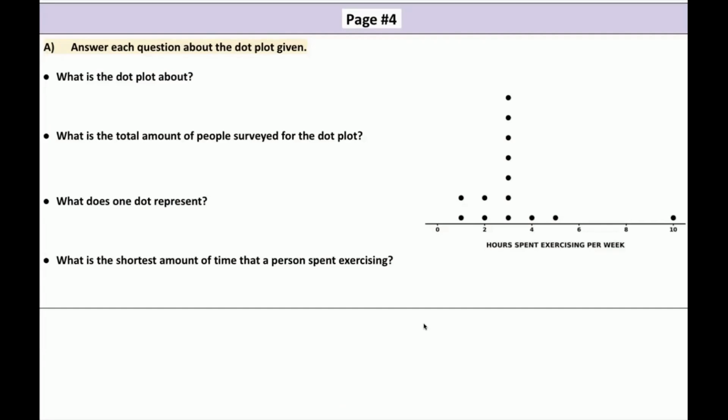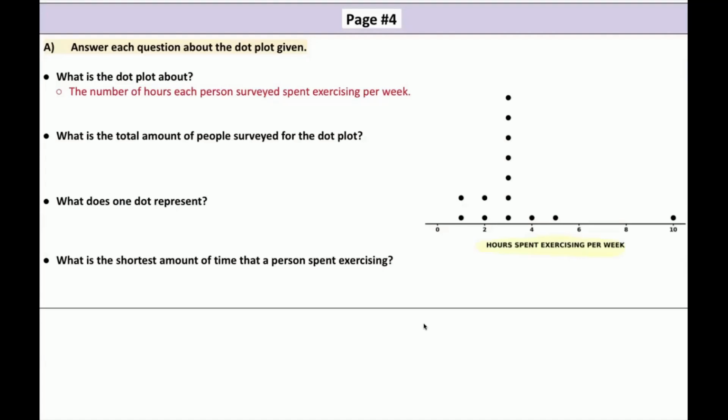The first question says, what is a dot plot about? The first thing we should do is look at our dot plot number line and see what's labeled. This says hours spent exercising per week. So we know each dot represents one person and how many hours they spend exercising each week. And so for our first answer, we can write the number of hours each person surveyed spent exercising per week.